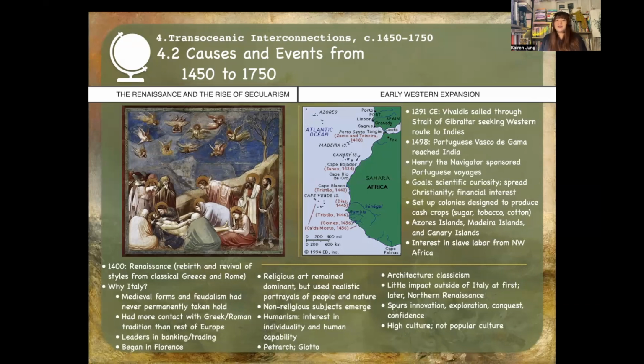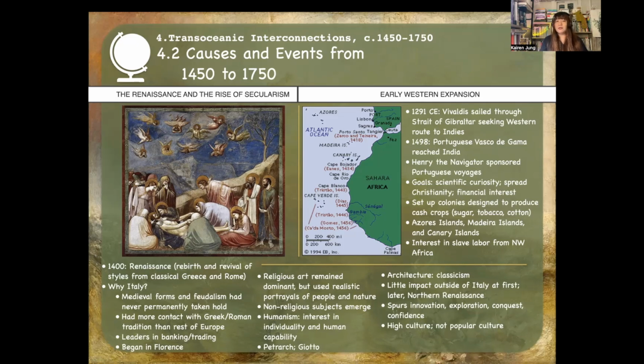What happened in the Renaissance when the rise of secularism took place? In 1400, the Renaissance, quite literally the rebirth and revival of styles from classical Greece and Rome. For world history, just remember why it happened in Italy. The medieval forms and feudalism had never really permanently taken hold in Italy, and they had more contact with Greek and Roman tradition than the rest of Europe, certainly. And so they were also leaders in banking and trading, because remember, they were just sort of scattered out into these city-states, and the Renaissance really began in Florence.